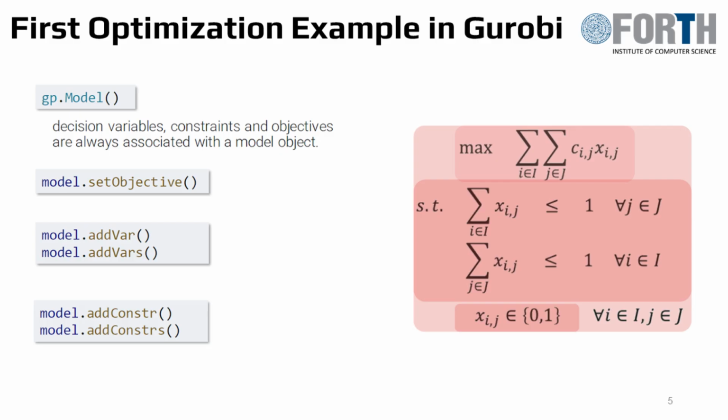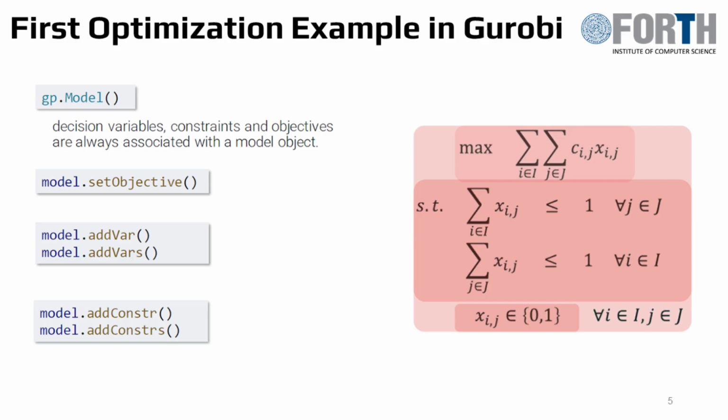Now that we have recalled the structure of a generic MILP, we move to how this structure appears inside Gurobi. Everything begins with gp.Model. Decision variables, constraints, and objectives are always associated with a model object. The model is the container that holds the entire optimization problem. To define decision variables, such as xij, we use model.addVar or model.addVars. These correspond directly to declaring variables in the mathematical formulation.